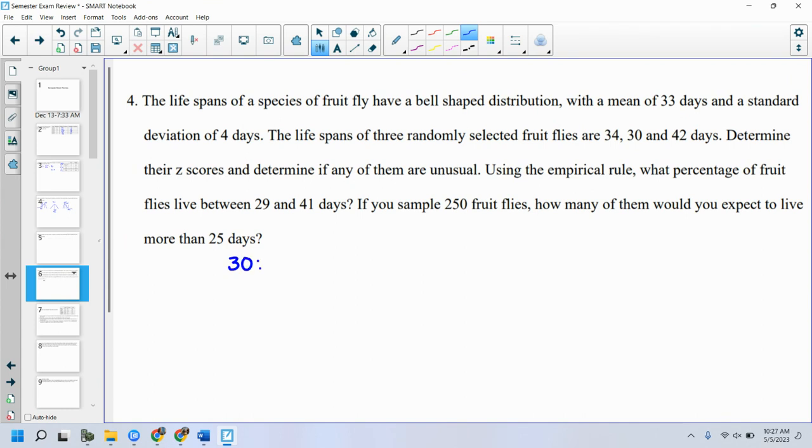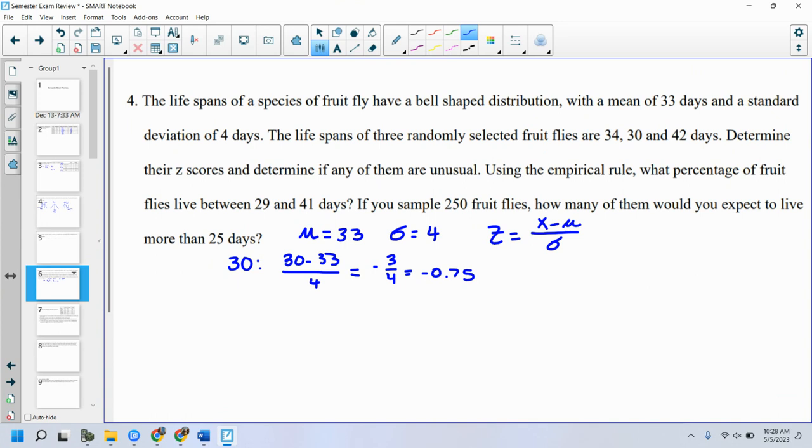Remember, z-score is equal to x minus mu over sigma, right? So mu is 33. Sigma is 4, right? So if I want to calculate the z-score, again, just off the yellow sheet, it is x minus mu over sigma. So 30, that's 30 minus 33 over 4, so negative 3/4, right? So negative 0.75.